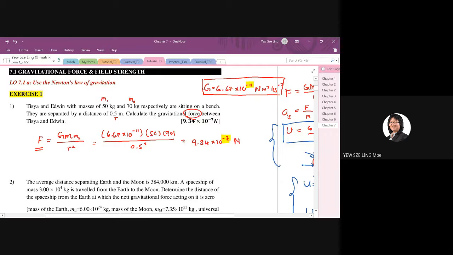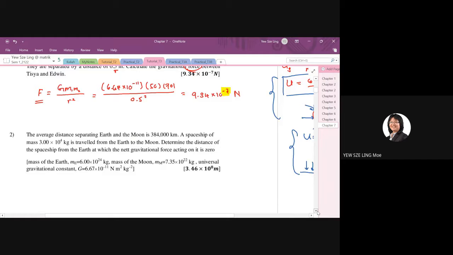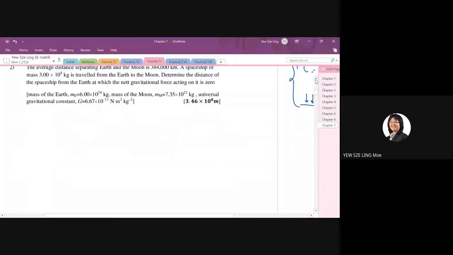So all these constants, you don't have to memorize the value, you don't have to memorize the unit. Alright, so now question 2.